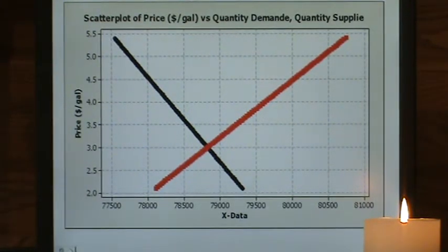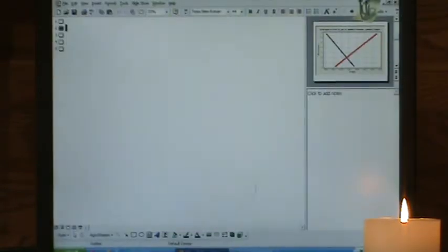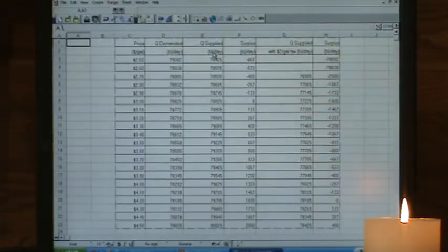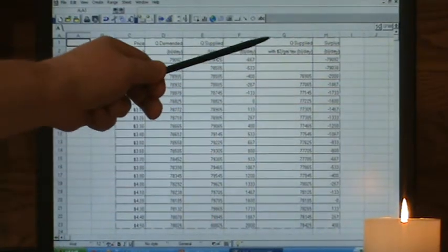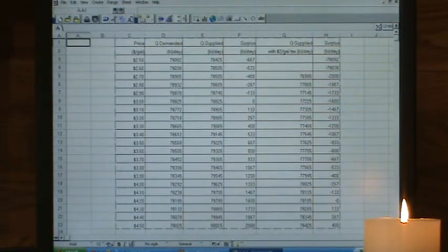Now let's consider the impact of the tax. I've added some more columns over here. This column relates to the quantity supplied after the tax. Now, the government is saying we want to put this $2 per gallon tax on gasoline, and we are going to leave it up to the supplier to collect that tax and to remit it to us.